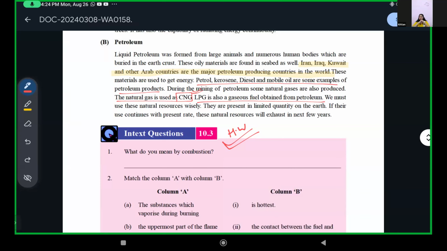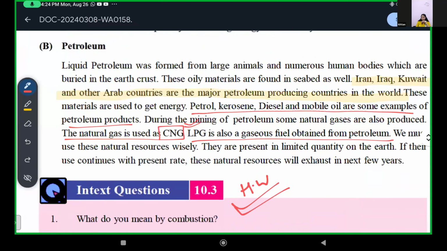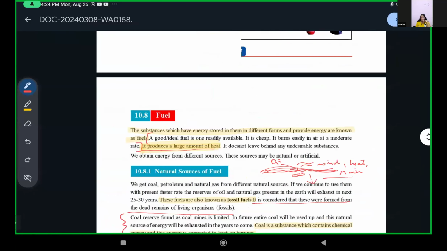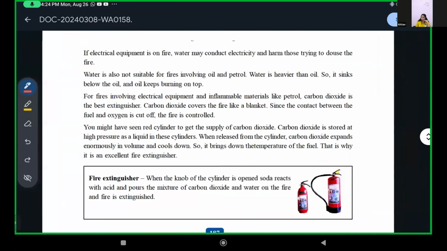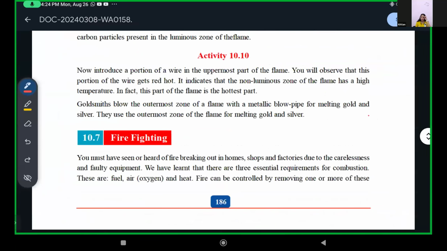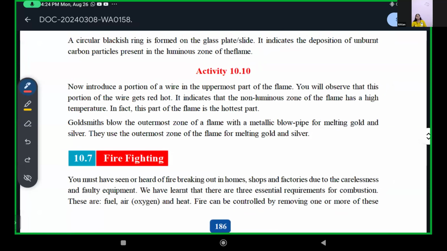And I hope this chapter was clear. If there are any doubts in it, you can ask me. No doubt, okay. All right. So please prepare for the science test tomorrow. Chapter 8 it is. Please prepare well, and see you guys in the next class. See you all tomorrow.